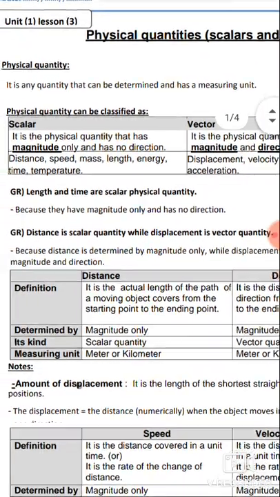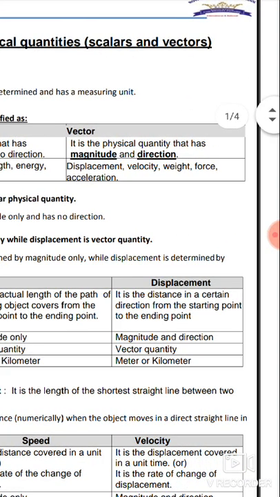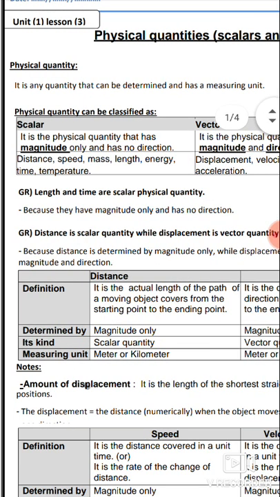Number one, scalar physical quantity. It is a physical quantity that has magnitude only and has no direction, as distance, speed, mass, length, energy, time and temperature. While vector physical quantity, it is a physical quantity that has magnitude and direction, as displacement, velocity, weight, force and acceleration.